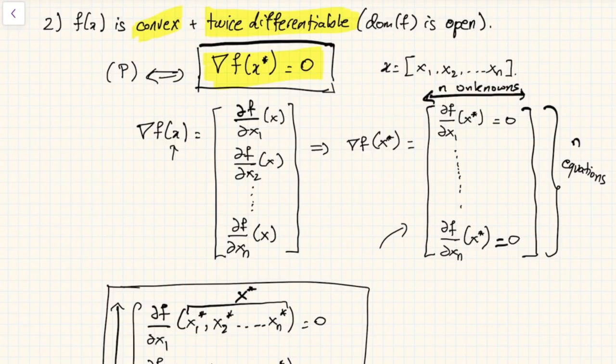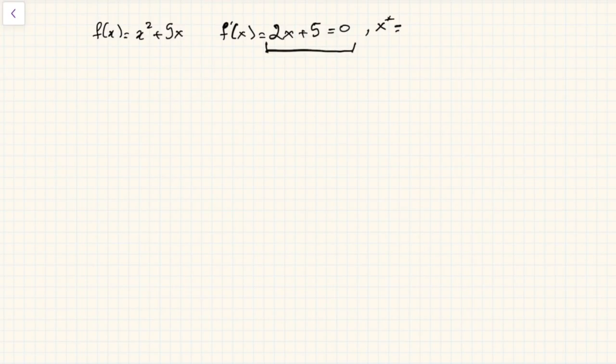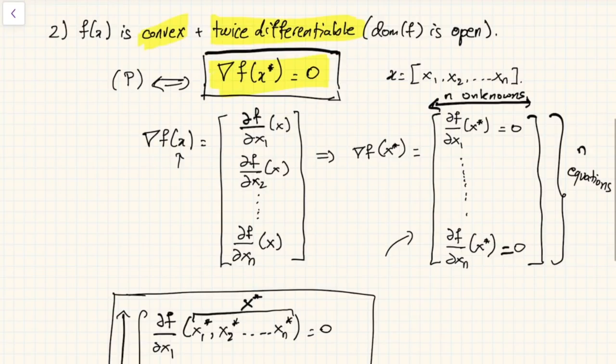This is not something new. You've seen this throughout high school when you're given a certain function to minimize. So f of x is, let's say, x squared plus 5x. You work out the derivative, that is 2x plus 5. You set this to 0, and you work out this equation. So you find that x star is minus 5 over 2. What we have here is the same thing, but in a general form.